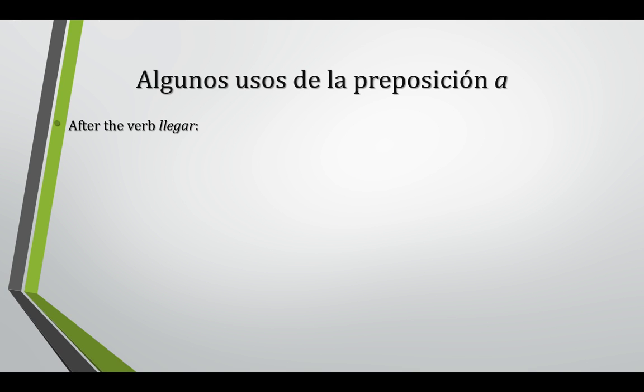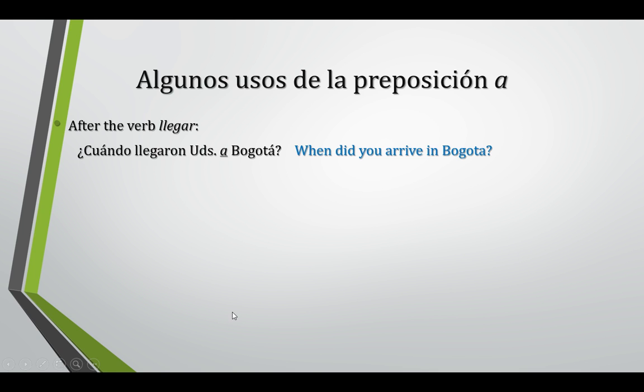The verb llegar also takes the preposition a many, many times. For example, ¿Cuándo llegaron ustedes a Bogotá? Notice the English. When did you arrive in Bogotá? When did you arrive in? Pero en español, it's not the word en, it's a. ¿Cuándo llegaron ustedes a Bogotá? Muy bien.